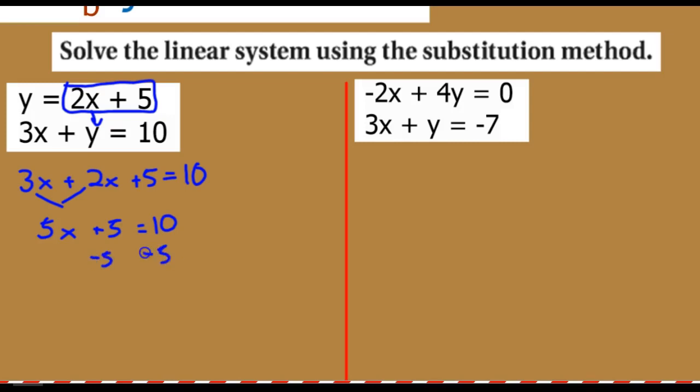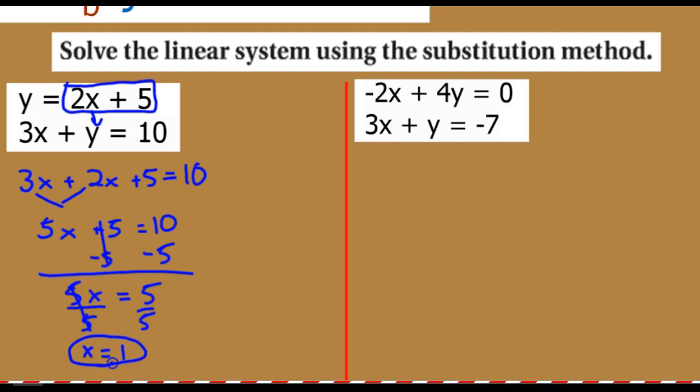Subtract the 5. So we get 5x equals 5. Now I divide by 5. And we get x equals 1.